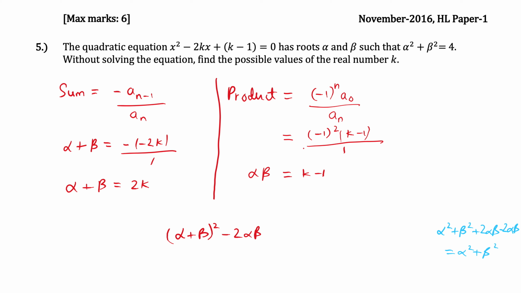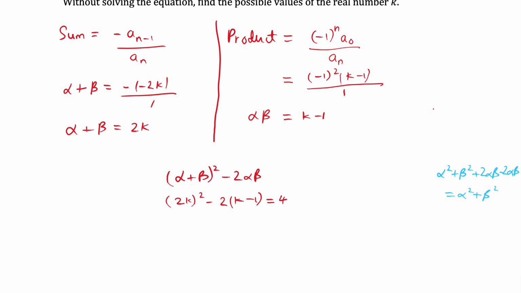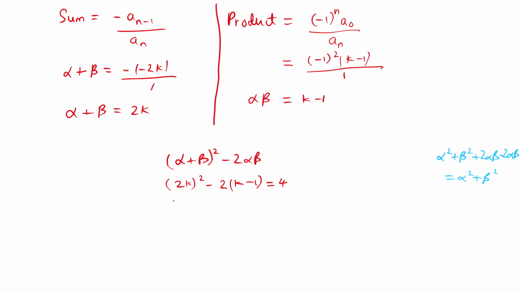So now from here we can use what we know. We know alpha plus beta is 2k, squared, minus 2 times alpha beta, and we know alpha times beta is k minus 1. So we can plug in k minus 1 and we can equate this to 4 as told in the question. Now let's expand the bracket. So this will be 4k squared minus 2k plus 2, and I will move this 4 to the left hand side of the equation. So this is negative 4 and this is equal to 0. So 4k squared minus 2k minus 2 is equal to 0.